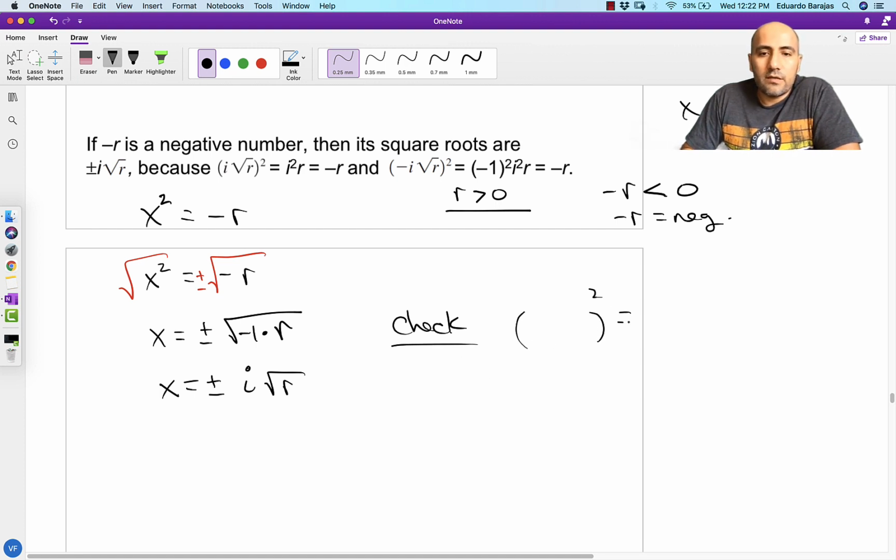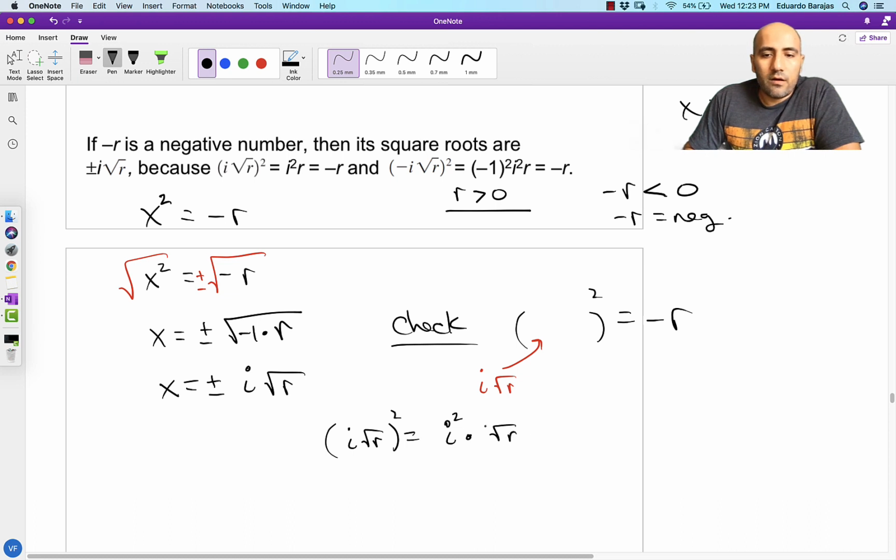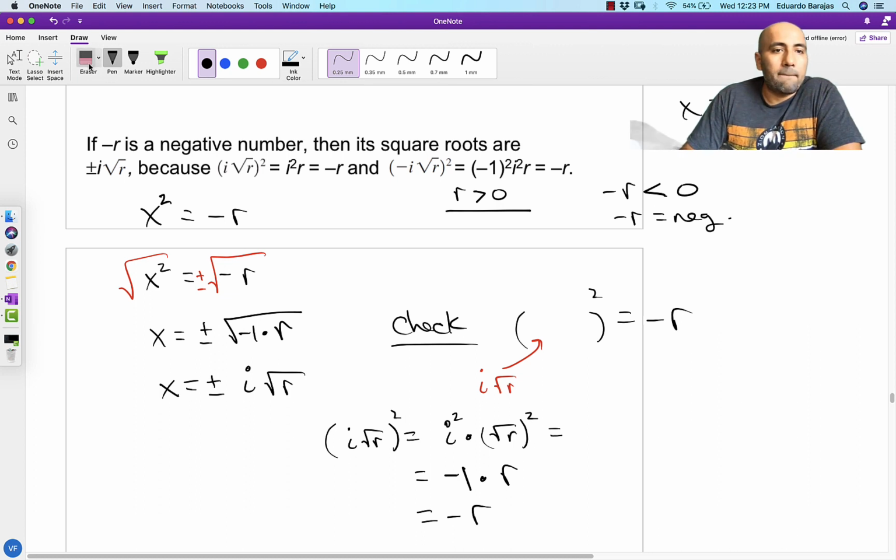Blank squared equals negative r. One thing we could do is insert an i root r. Let's check it. i root r squared. Well, that's going to be equal to i squared times the square root of r squared. And we know that i squared, well, that's just negative 1, times the square root of r squared, well, that's just r. So this equals negative r. So it works out.